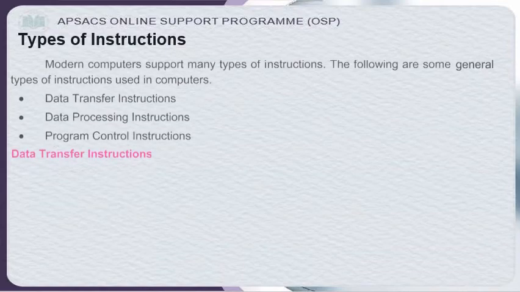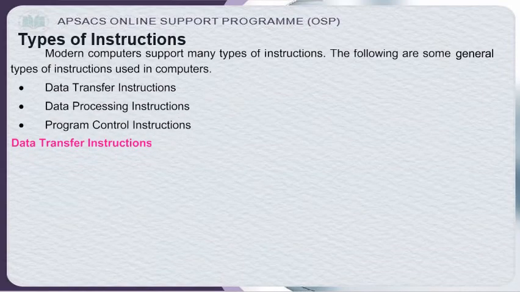Types of instructions. Modern computers support many types of instructions. There are some general types of instructions which are used in computers: data transfer instruction, data processing instruction, and program control instruction.